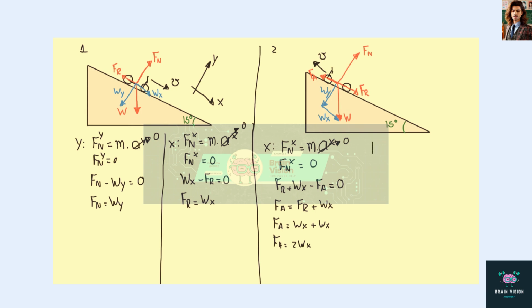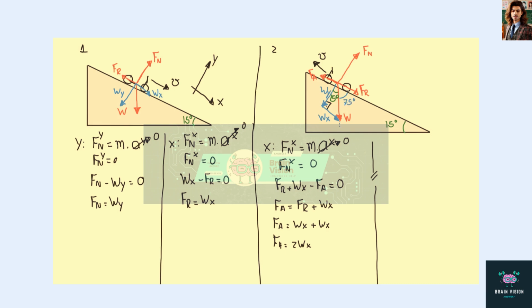Now, how can we calculate the x component of the weight force? We have to take a look at this triangle. So we have 90 degrees here and 15 degrees there. So why is this 15 degrees? Well, you can note that this angle here should be, if this is 15 degrees, 75 degrees.